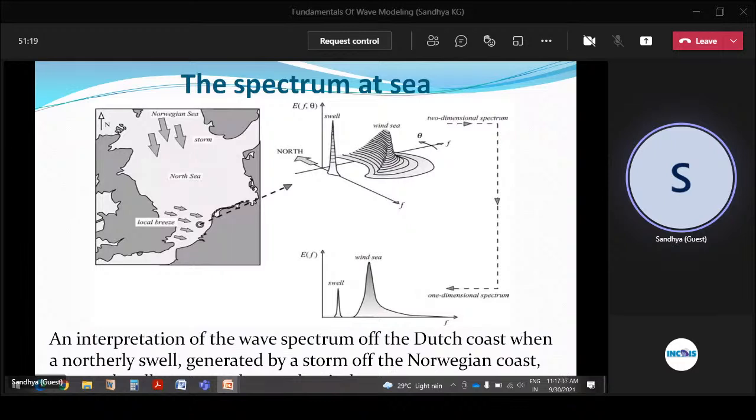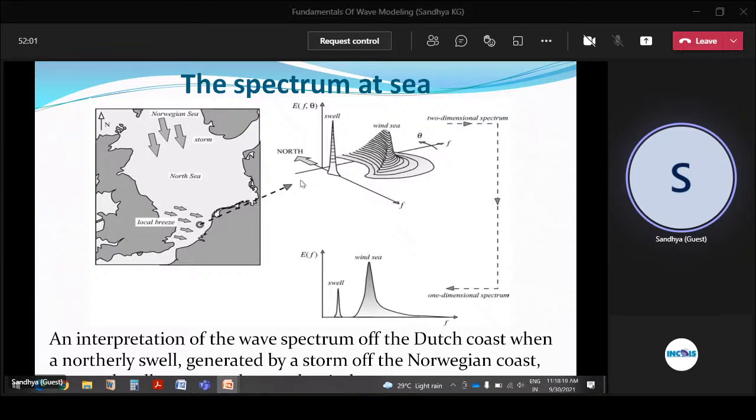Now, how does a real spectrum at sea look? This is a picture from the Dutch coast, taken from a textbook. I'll give the references at the end of this lecture. See, this is the observation point. At the observation point, there is a local breeze and there is a swell coming from this area. Here there is a storm which generates waves, which when they propagate out of this area of the storm, are called swell. So at this point, there is a local breeze component plus a swell component. So at any location, there will be a sea component as well as a swell component.